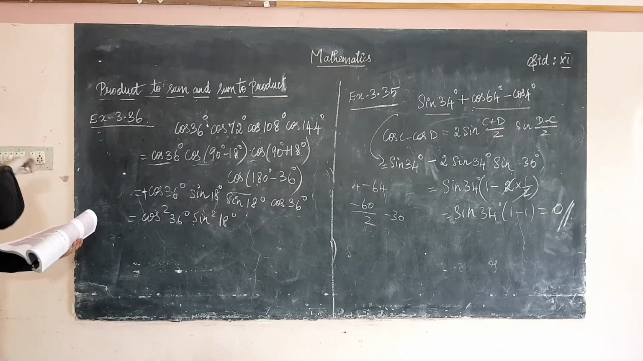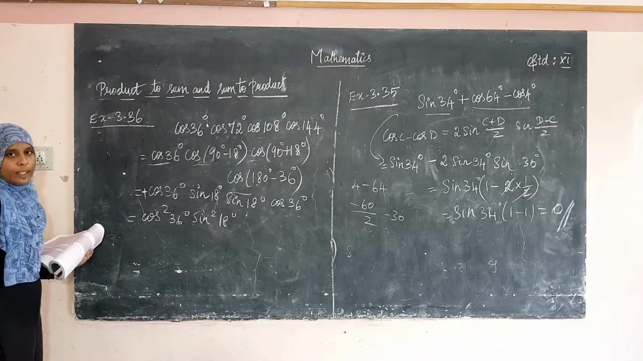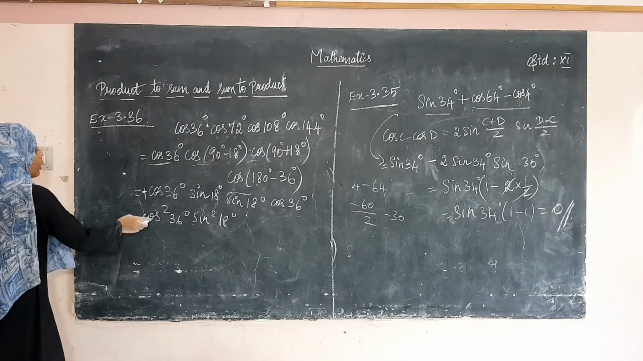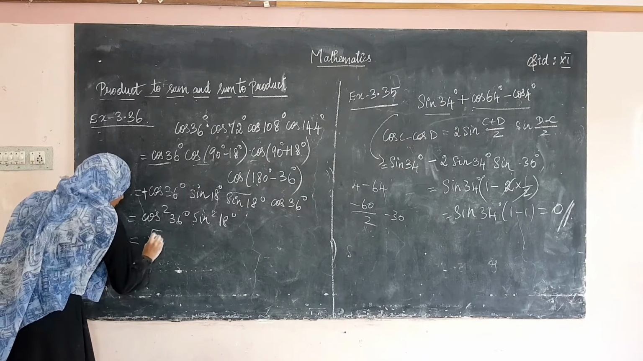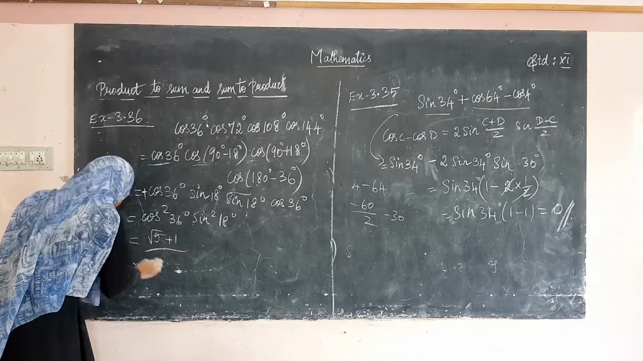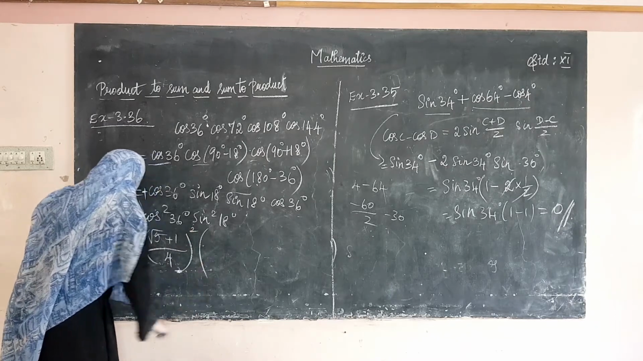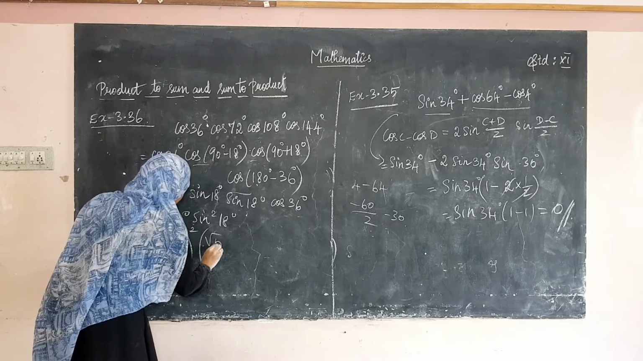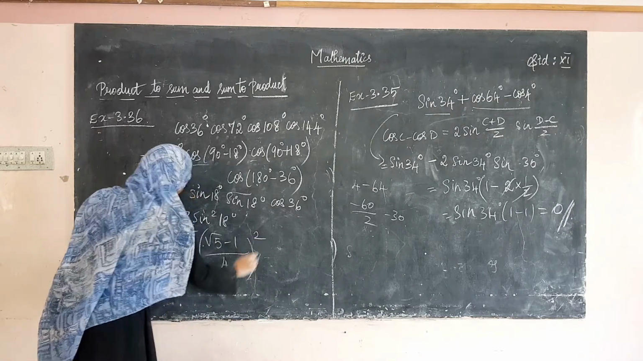Okay, so in your book they have given the values of these, because they have asked us to find the value, so you have to write down the values of cos 36 and sin 18. So the value of cos 36 is (root 5 plus 1) divided by 4, the whole square, into (root 5 minus 1) divided by 4, the whole square.